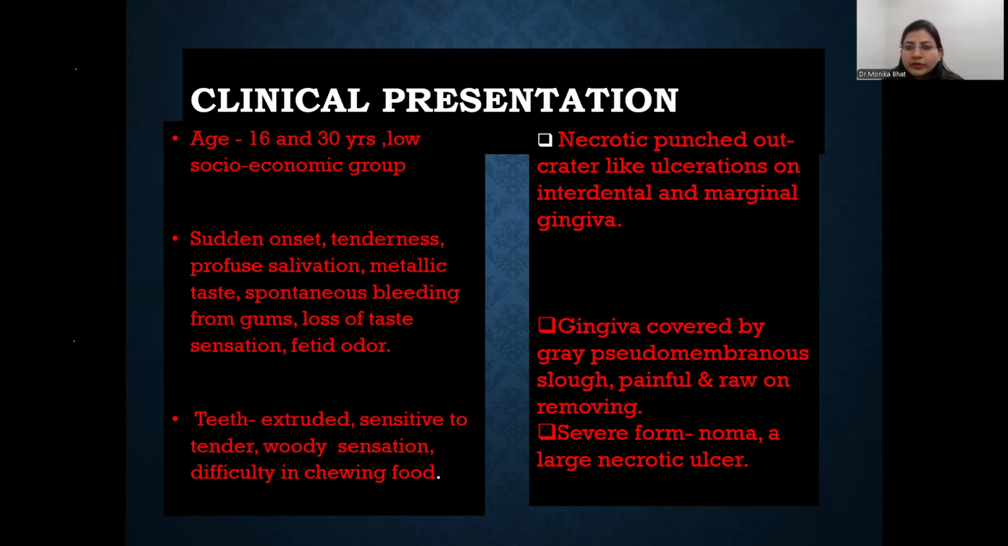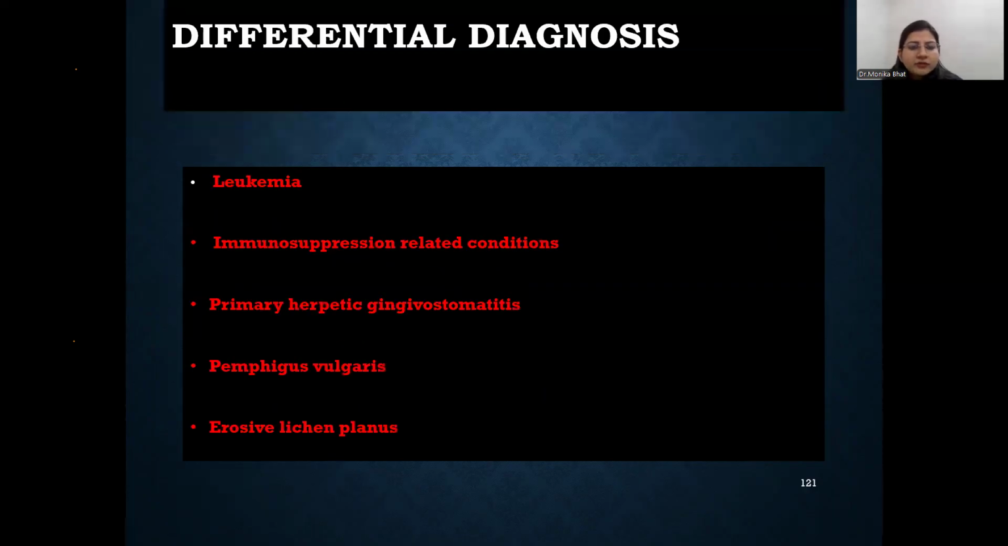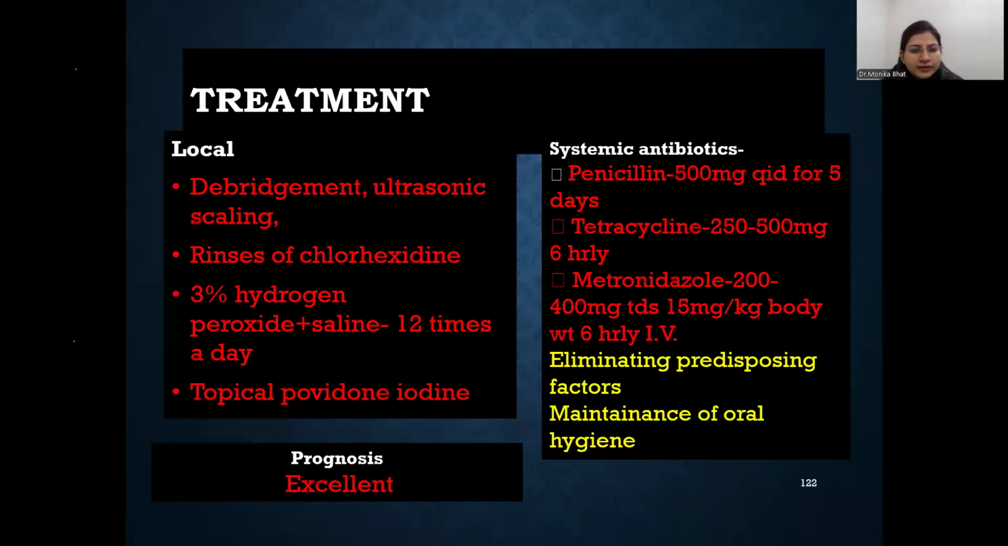necrotic or punched-out crater-like ulcerations on the interdental or marginal gingiva, with gingiva covered by a gray slough, and the ulcers will be seen. Then characteristic blunt or necrotizing interdental papillae with a punched-out crater-like appearance will be seen. Free cortisol in the urine. The differentials will be leukemia and other immunosuppressive-related conditions, herpetic gingivostomatitis, pemphigus vulgaris, and erosive lichen planus.